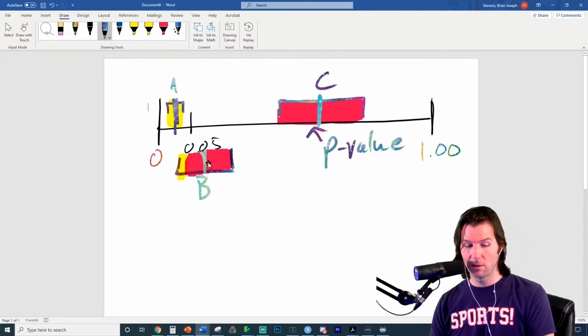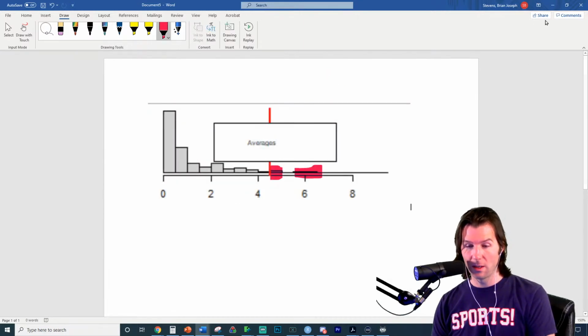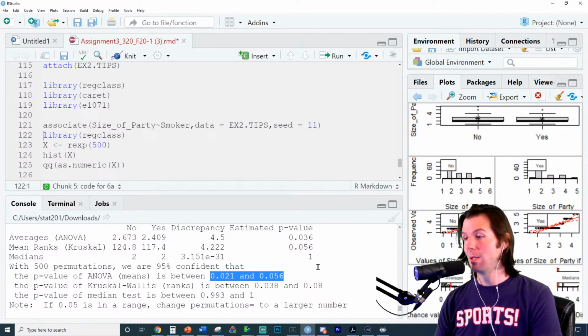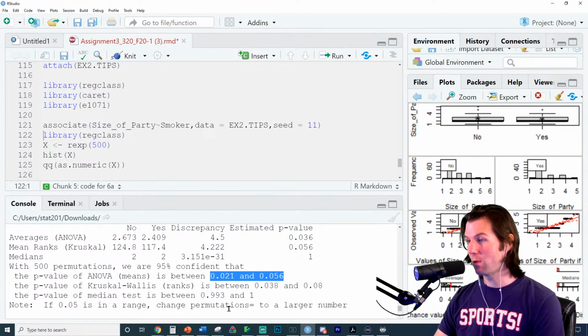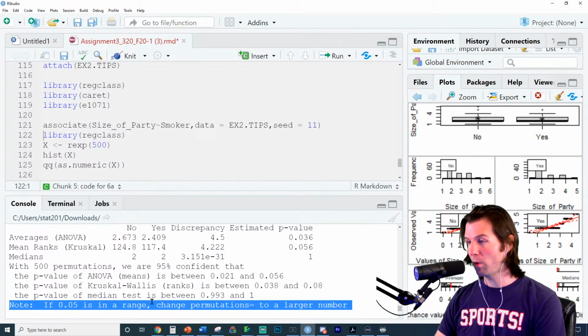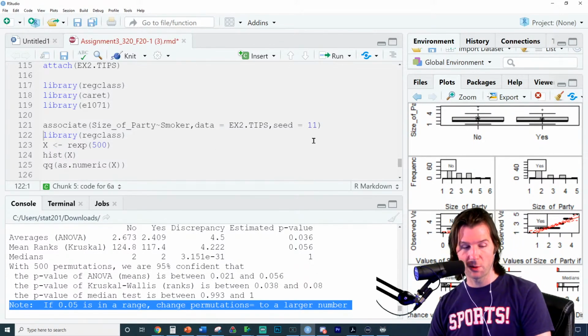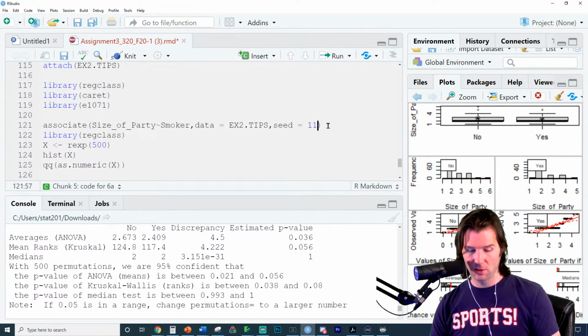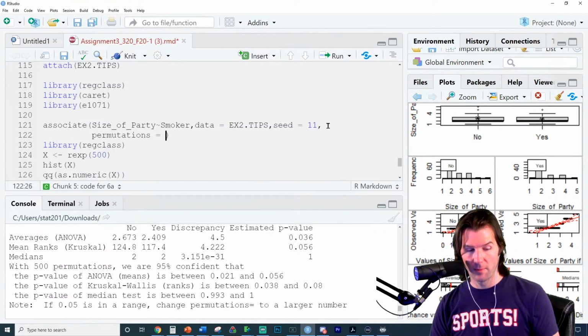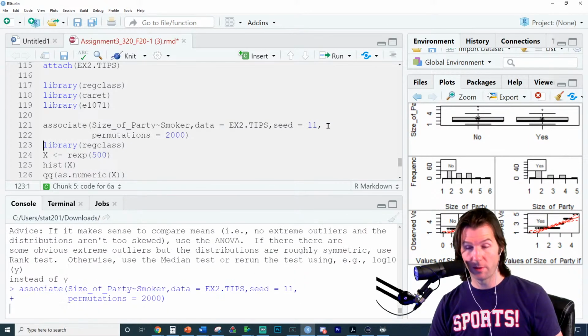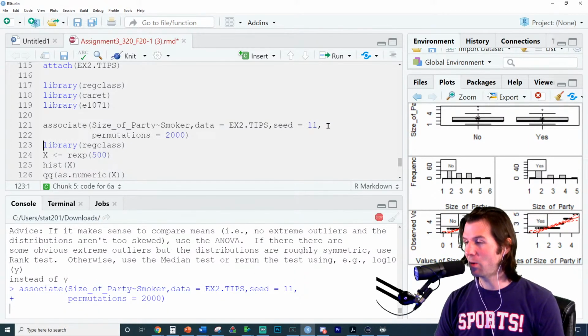And we have a scenario like scenario B right here. Let's look at scenario B, which we basically have in our output, because we have 0.05 in the interval, and that's not a good thing. So what does it say? If 0.05 is in the range, change permutations to a larger number. And I think this is like 2,000. So we're going to do a new argument by hitting enter. And I do permutations equals 2,000, or do whatever the assignment says. I'm just kind of showing an example right now.